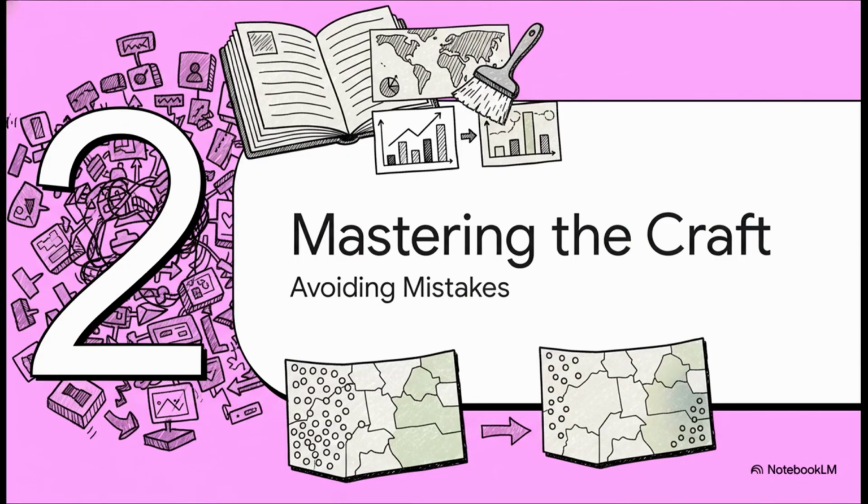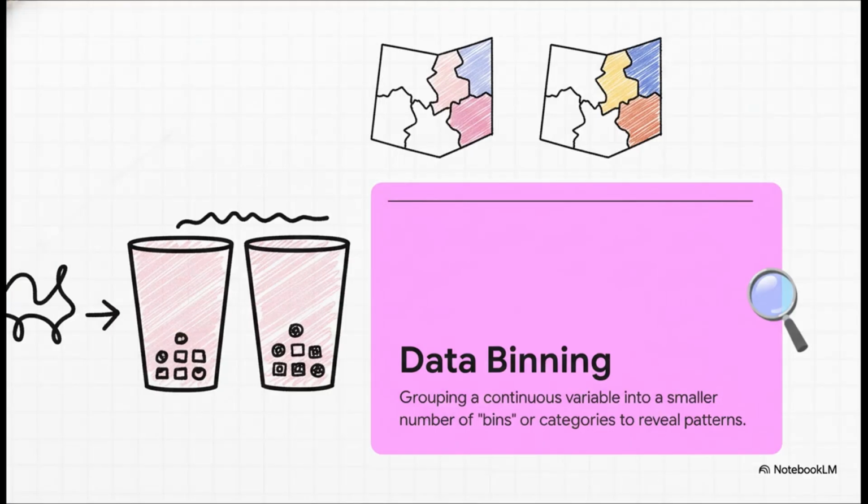So, the book basically hands you a complete toolkit for mastering this craft, and it starts by directly solving that number one rookie mistake we talked about, using those raw, unadjusted numbers. The secret sauce is a technique called data binning, and it's actually a pretty simple idea. Instead of plotting a whole continuous range of numbers, you just group your data into a smaller number of categories, or bins. This little trick is what lets you finally see the real patterns that were being drowned out by all that population noise.